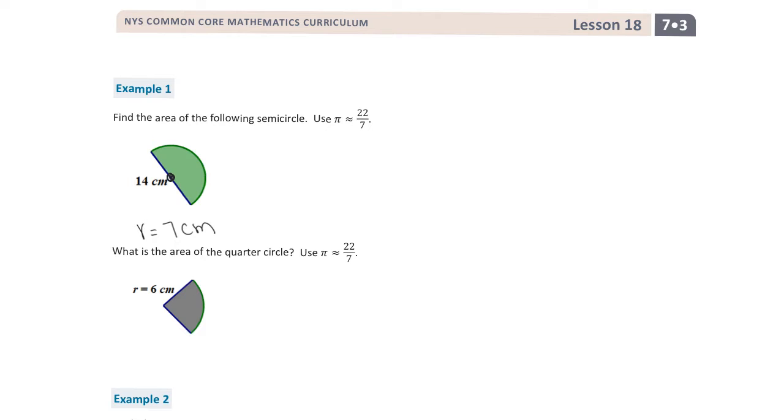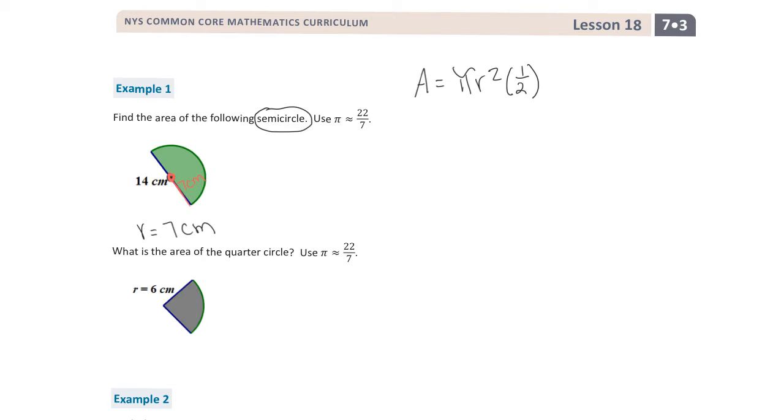And I'm going to draw this to represent our radius here. To find the area of a circle is pi times radius squared. But here we're using a semicircle, which means half a circle.